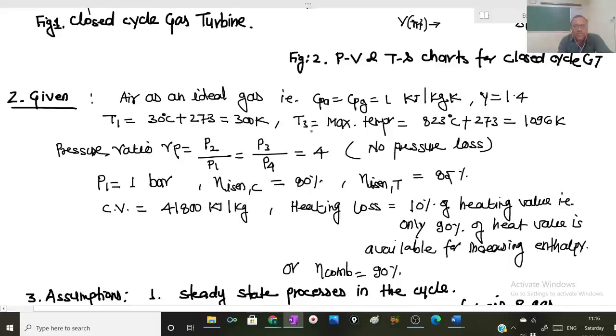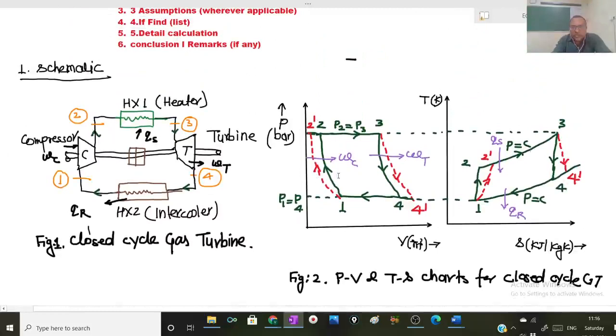Top temperature is given. Now what do you mean by top temperature? If you look at the temperature entropy diagram, T3 is the maximum temperature, which is the temperature of the gas at inlet to the turbine, and it will be the top temperature.